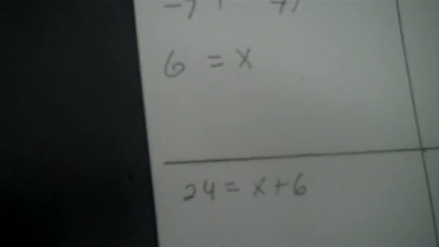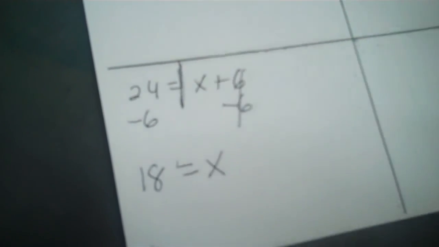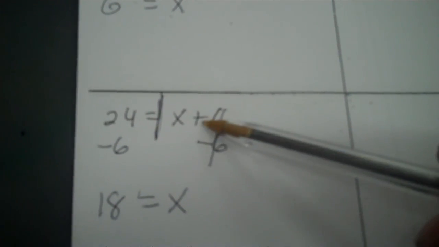Okay, next problem. 24 equals x plus 6. So again, here's where the x is. So what's happening to the x over on that side? We have a plus 6. So I do the opposite, which is minus 6. And then I minus 6 from the 24. So I drop my equals. And 24 minus 6 is 18. And then we have x by itself. So x equals 18. The whole object here is to do the opposite of what's happening to the x.